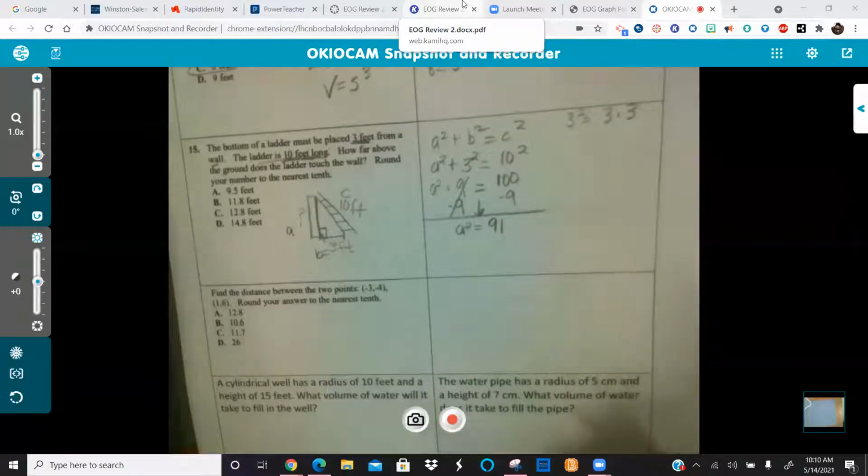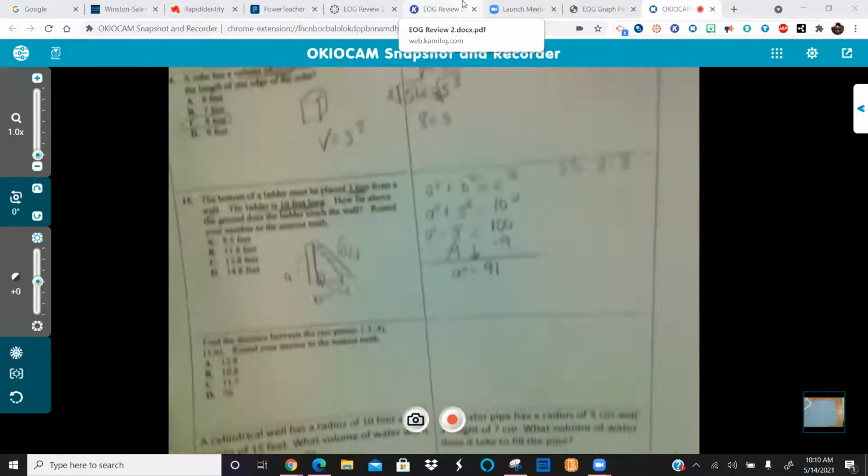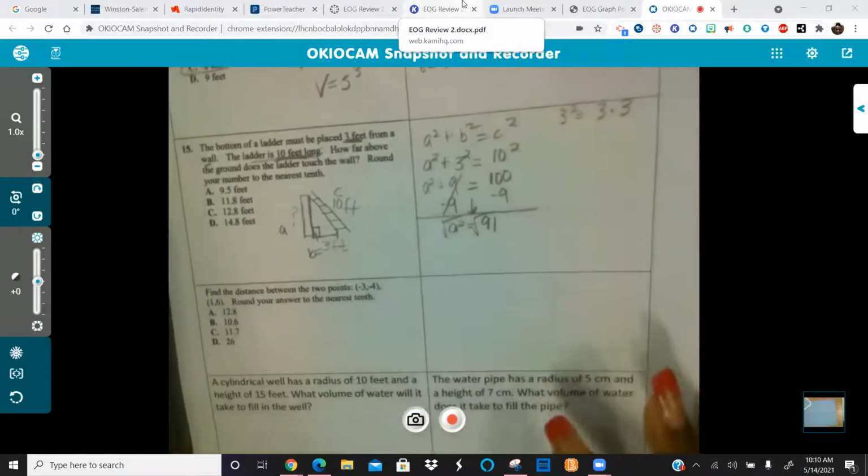What do we do to get rid of the squared? What do we do before? What's the opposite of squaring a number? Finding the square root. Very good. Finding the square root.